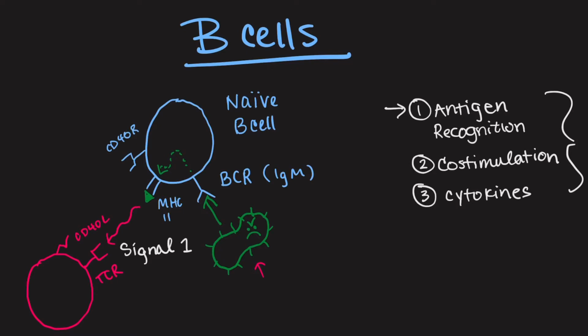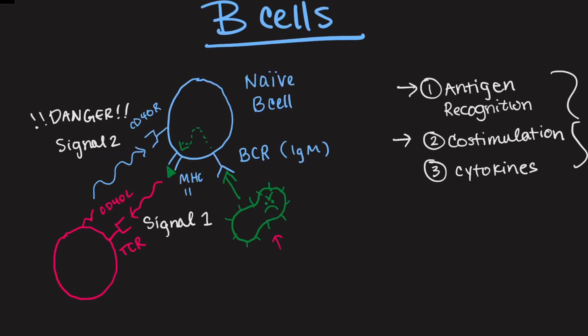So the CD40 receptor is going to see CD40 ligand, and that is what we call signal 2. We also call that co-stimulation. That co-stimulation is what allows the B cell to know that there's danger, that, hey, B cell, you should probably do something about that bacteria, because otherwise it doesn't know. It just says, hey, I see something, but I don't know if it's dangerous or not. Okay, and then the last signal is cytokines.